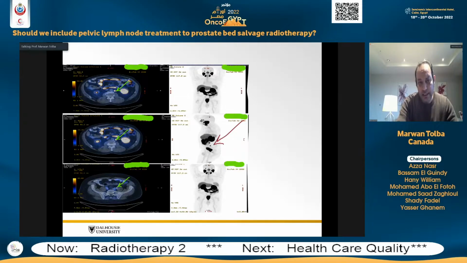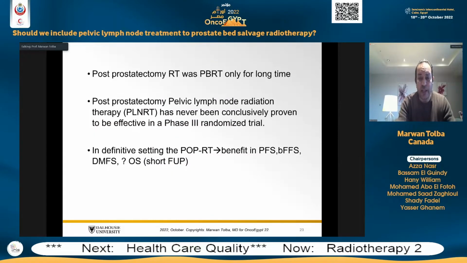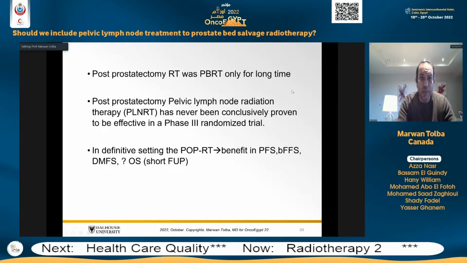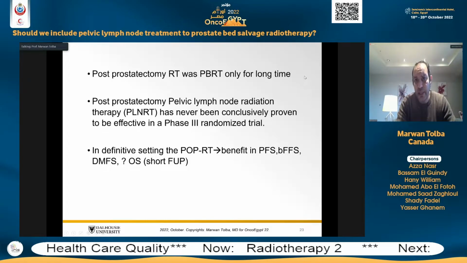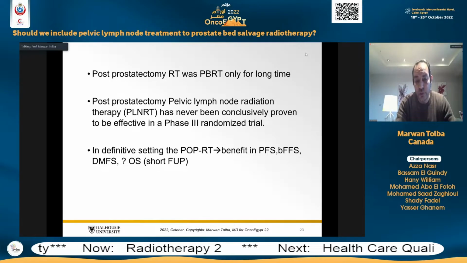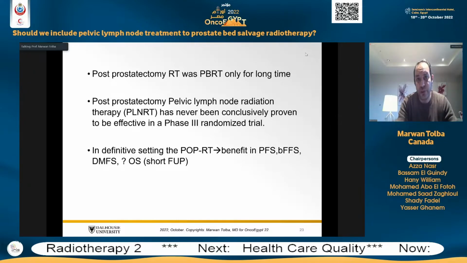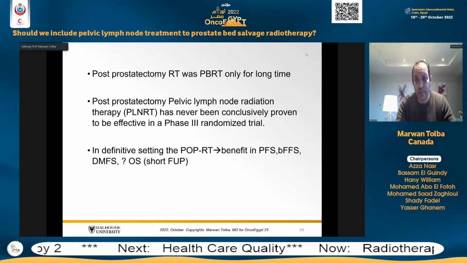I treat, like this patient who had a para-aortic and pelvic recurrence. We treated this patient with SBRT. This is another topic we can discuss on a different occasion, but for post-prostatectomy radiotherapy, the radiation field was defined for a long time. But is it enough for us to treat with prostate bed only radiotherapy? It was the standard of care for a few years. Post-prostatectomy pelvic lymph node radiation has never been conclusively proven to be effective in a big trial.